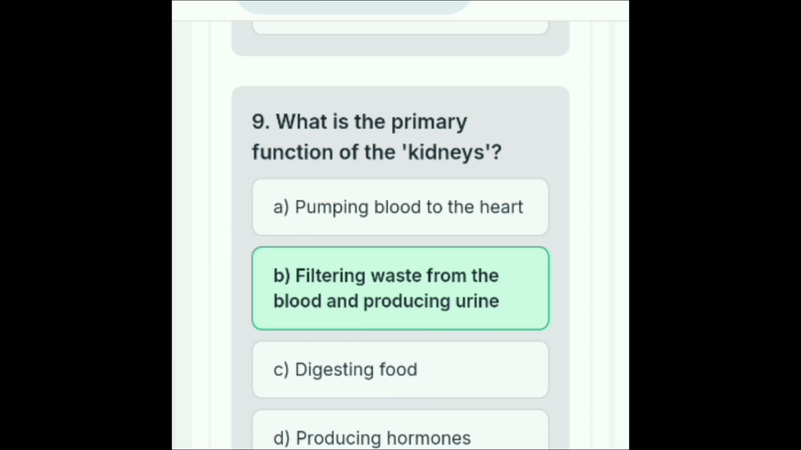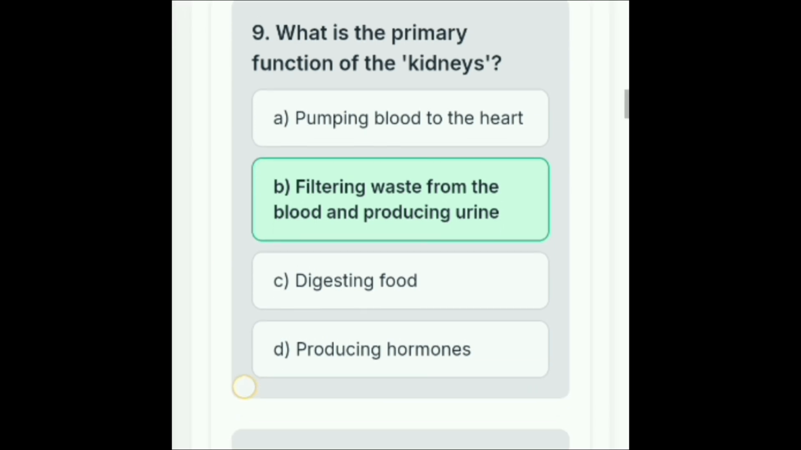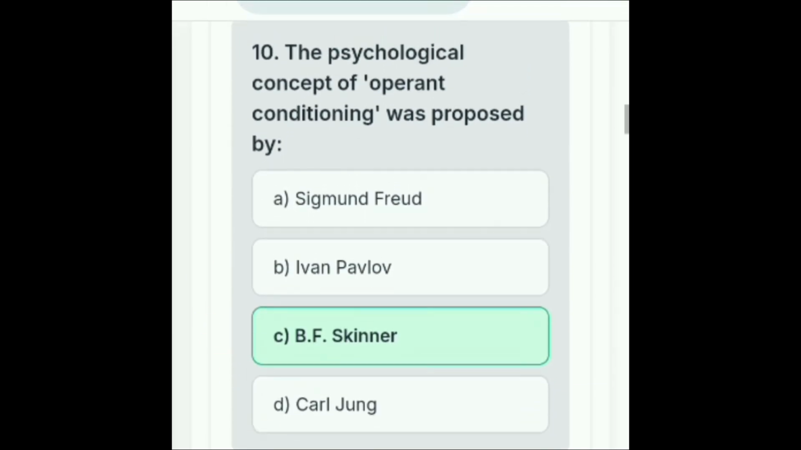What is the primary function of the kidneys? Option A, pumping blood to the heart. Option B, filtering waste from the blood and producing urine. Option C, digesting food. Option D, producing hormones. So B is correct.